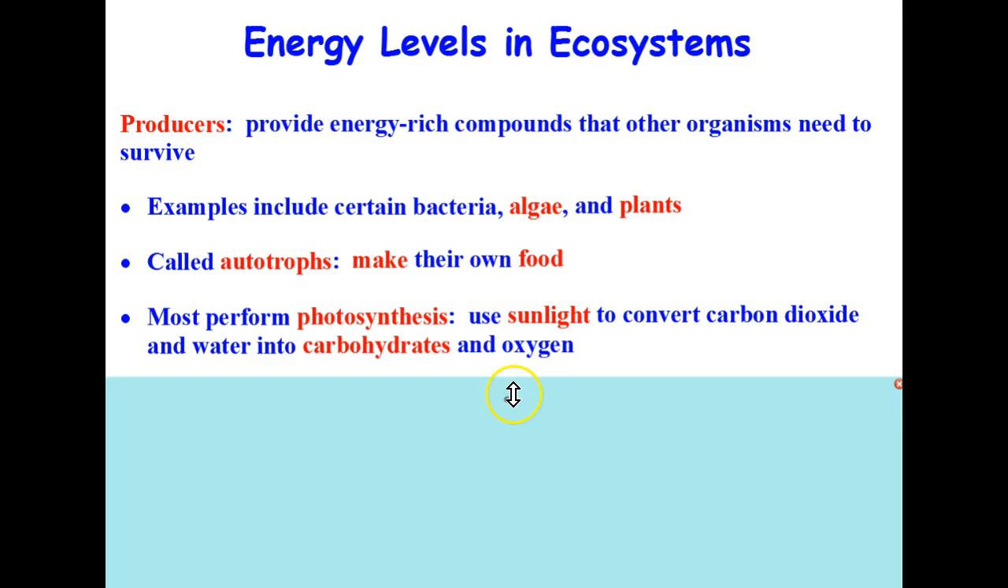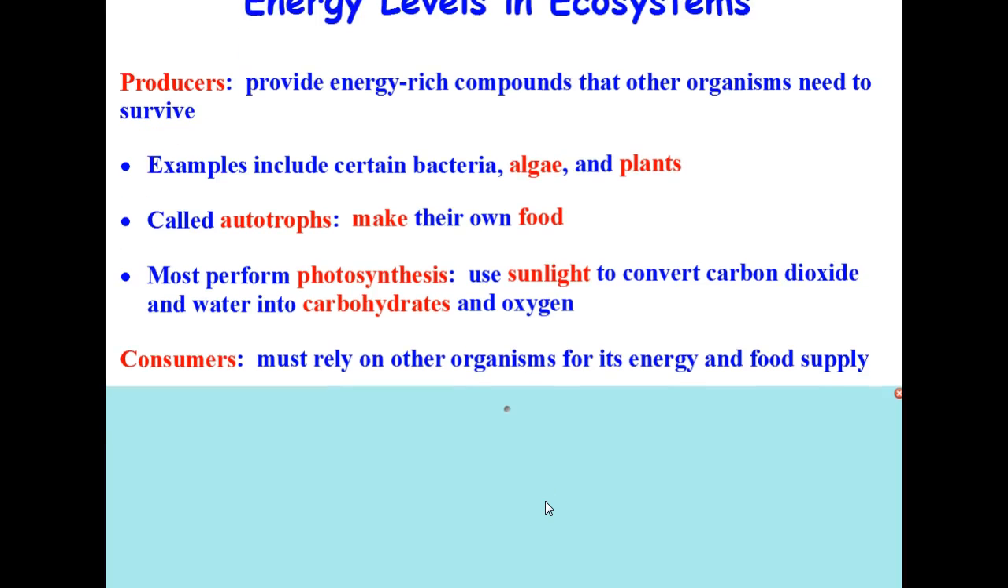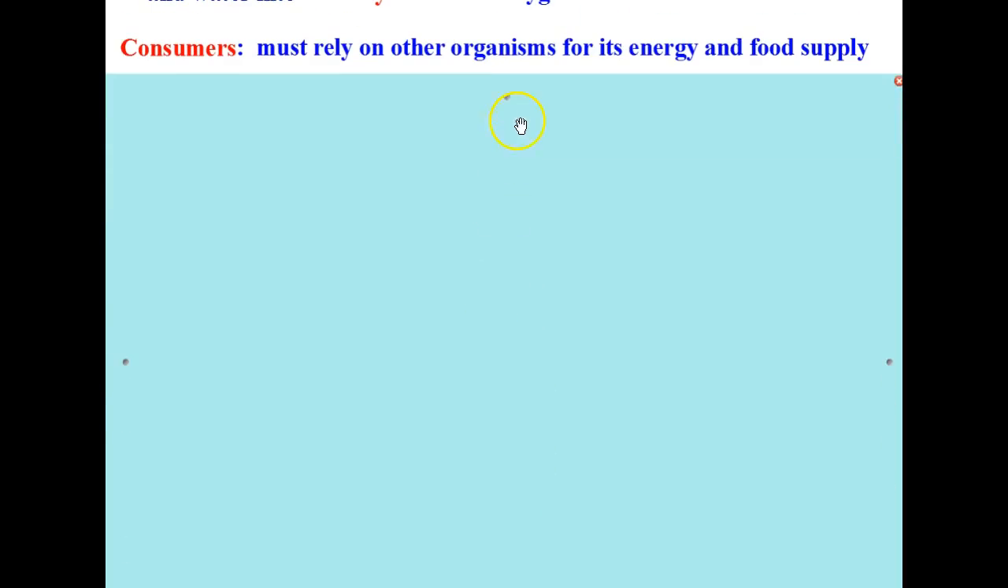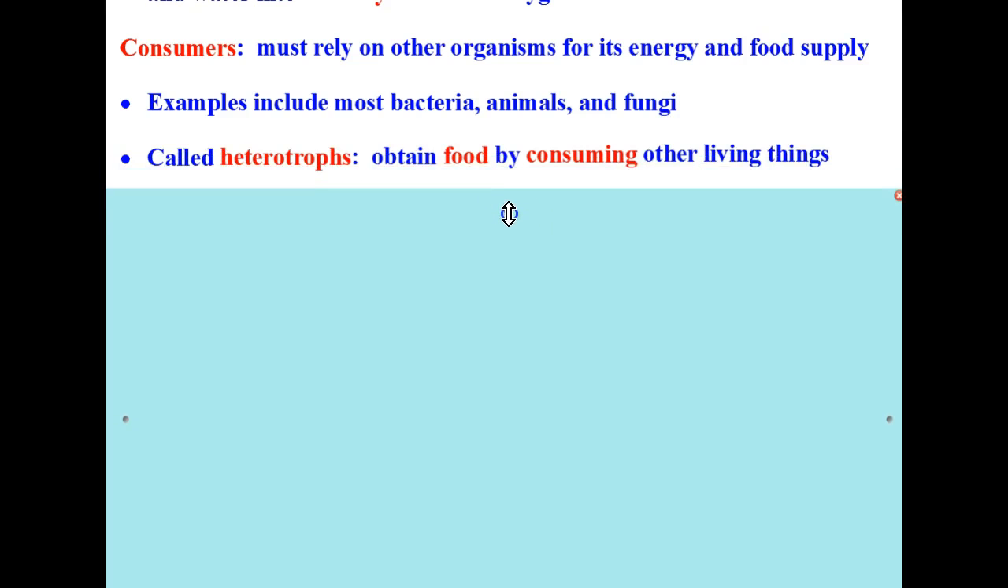The opposite of a producer is a consumer. Consumers must rely on other organisms for their energy and food supply. Examples of consumers include most bacteria, animals, and fungi. Consumers are also called heterotrophs because they obtain food by consuming other organisms. Hetero means different, troph means food, so heterotrophs obtain food from different other living things.